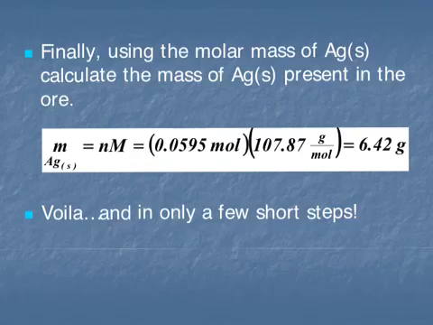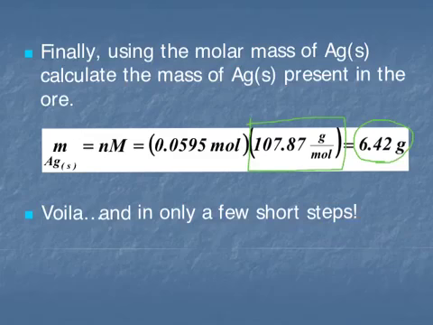Once we know the number of moles present, we multiply by the molar mass of silver, 107.87, to determine that we had an initial amount of 6.42 grams of silver present in our ore. So as you can see, redox stoichiometry is very similar to the regular stoichiometry that you've been doing in previous courses, except that we need to determine the balanced chemical equation for our redox reaction first.